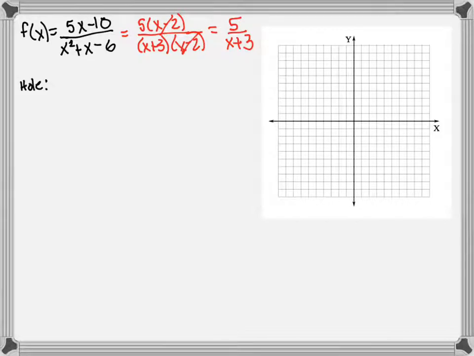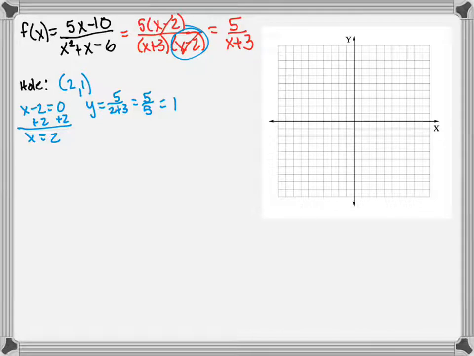To find our hole, let's set the canceled factor x minus 2 equal to 0. Solving for x, x equals 2. That's the x coordinate of the hole. Let's substitute that into the simplified function. So y equals 5 over x plus 3, or 5 over 5, which is 1. So the coordinate of our hole is 2, 1, and I can draw that in.